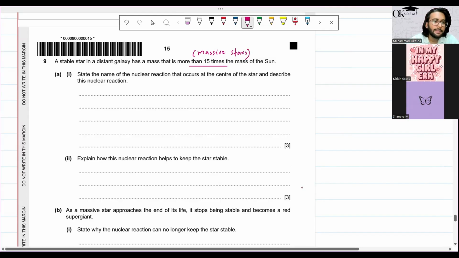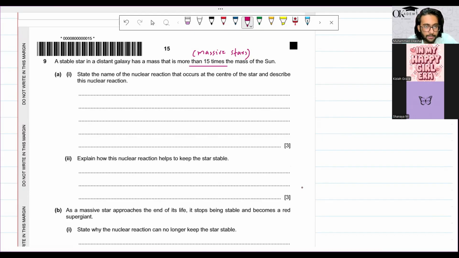Okay. State the name of the nuclear reaction that occurs at the center of the star and describe this nuclear reaction. So what is the nuclear reaction that occurs at the center of the sun? At the core of the star, we know that it is a nuclear fusion. Nuclear fusion. And what happens in a nuclear fusion?